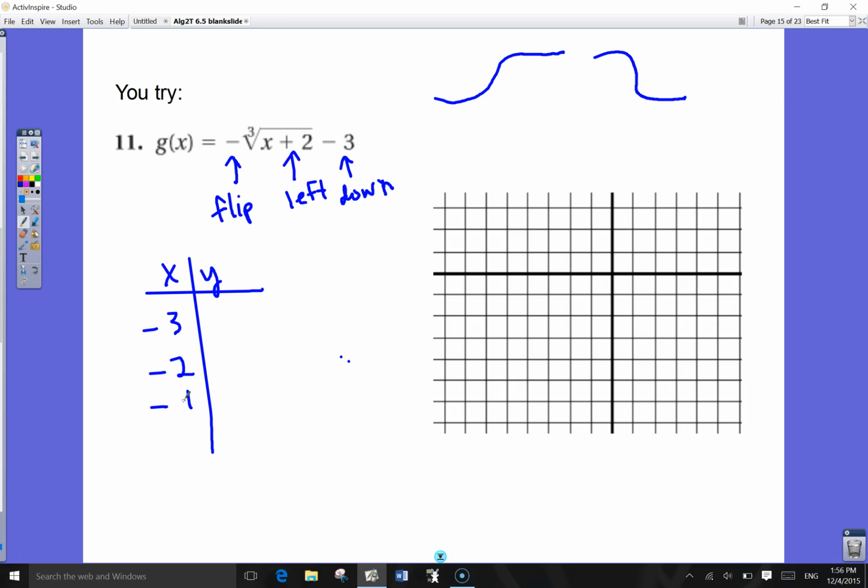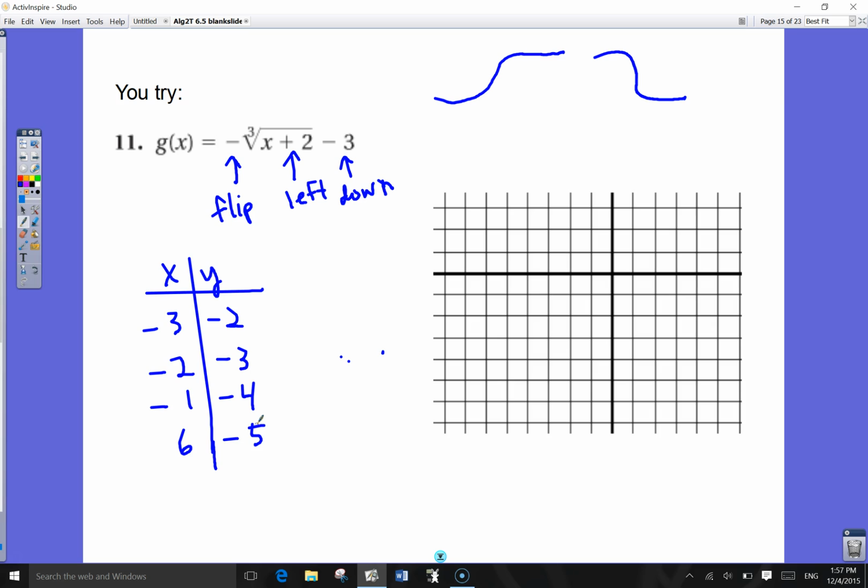And I guess I would need to have 6 on here to do another. I'm just doing that so it doesn't look like a straight line would meet the points. For negative 3, the cube root of negative 1 is negative 1, times negative is positive 1, minus 3, negative 2. Negative 2 plus 2 is 0. Negative 1 plus 2 is 1. The cube root of 1 is 1. Negative 1 minus 3 is negative 4. And 6 plus 2 is 8. The cube root is 2 with a negative in front of it. That's going to make that negative 5.